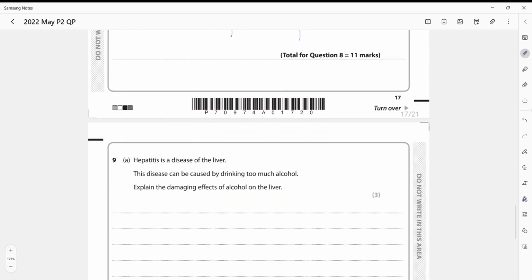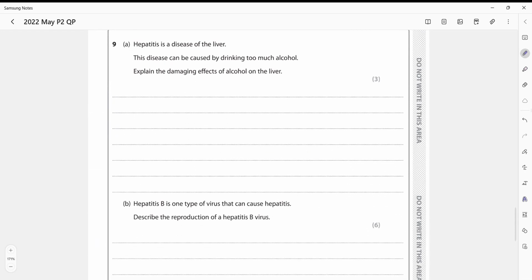Okay, let's move on to the 9th question and the final one. Part A, hepatitis is a disease of the liver. This disease can be caused by drinking too much alcohol. Explain the damaging effects of alcohol on the liver.